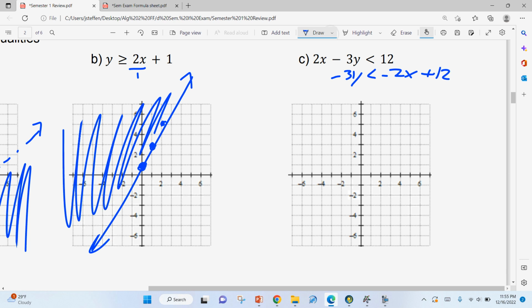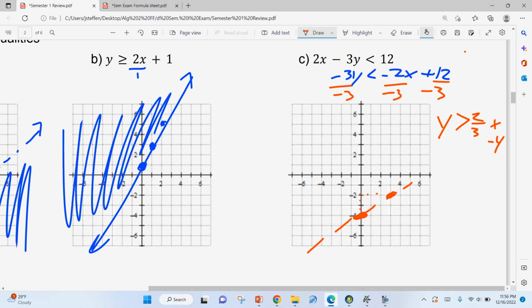Because on this next step, we have to divide everything by -3. Well, since we divide by a negative, you have to flip your sign. So y is greater than 2 over 3x minus 4. Sorry, I ran out of room. So -4 is down here, and I go up 2 over 1, 2, 3.